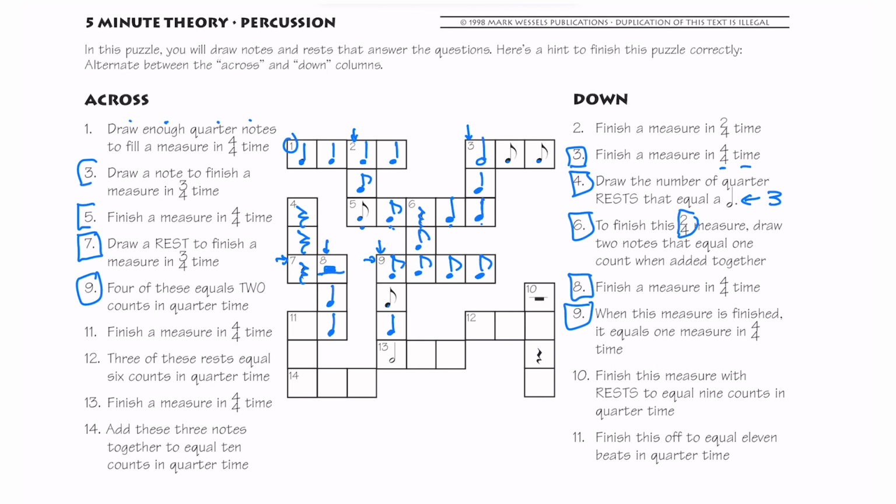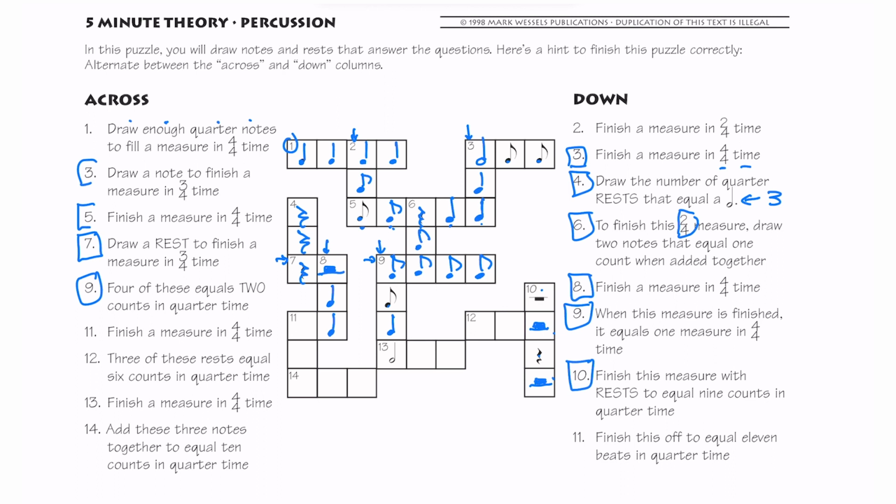Let's keep going down here because I've got these. 10. Finish this measure with rest to equal 9 counts. 9 counts. Wow, 9 counts. All right, so this one is 4. This is 5. So 5 minus 9 is 4. So then I've got 2 types of rest that equal 4 counts. 1 rest would be a whole rest, but I know that I'm thinking of 2 counts and 2 counts. So both of those would be my half rest.